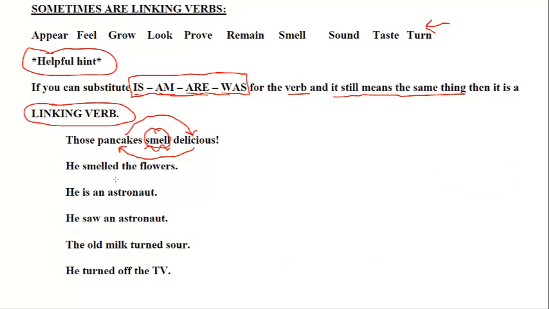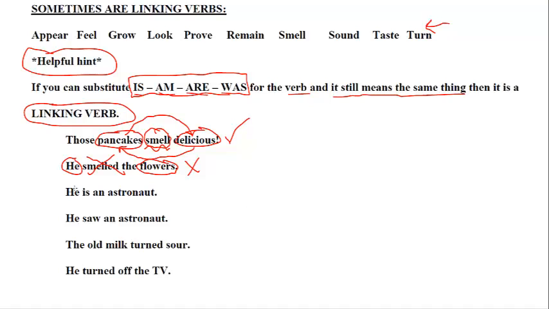Let's try it with this one. He smelled the flowers. He was the flowers. Doesn't make any sense. I am not saying he is equal to flowers, right? But I am saying up here that pancakes are equal to delicious, right? That's a linking verb. That is not. Do you see what linking verbs do? They almost rename the subject in a way.